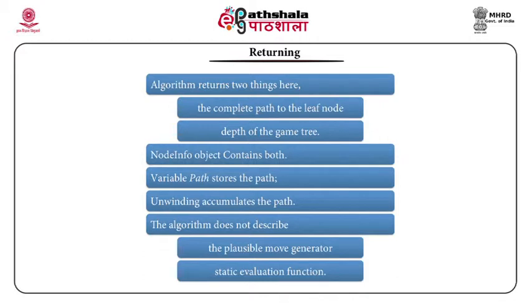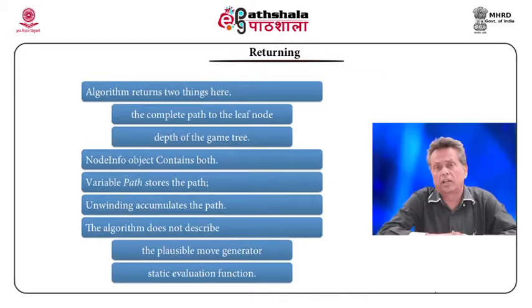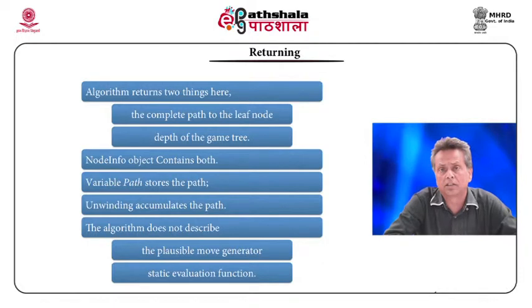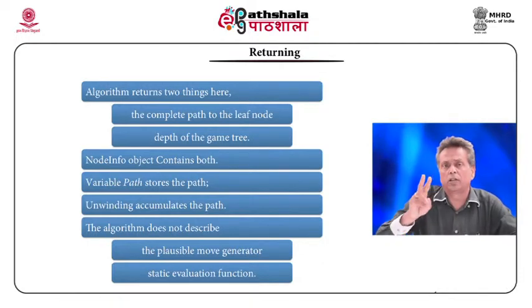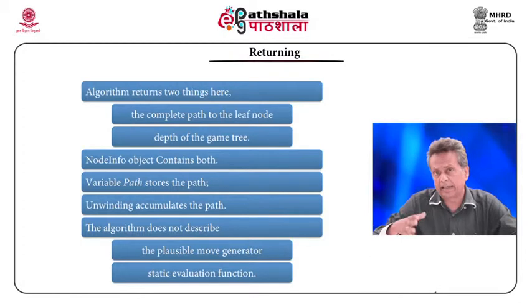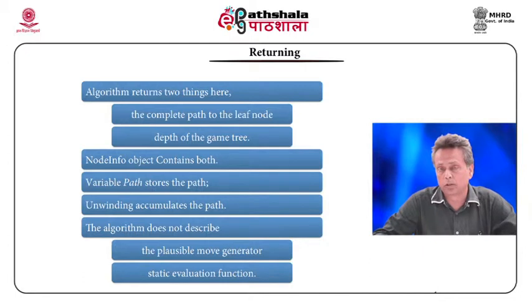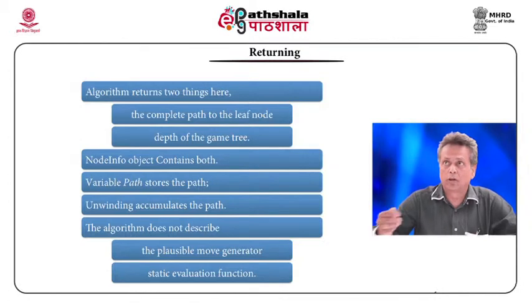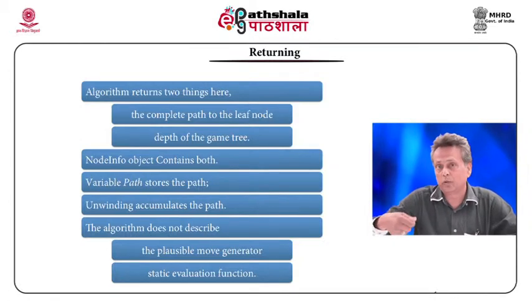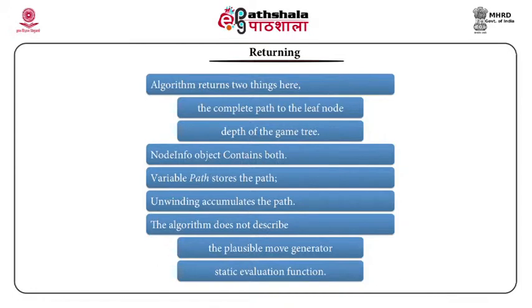The algorithm we have designed returns two things, packed into one. There is a structure called node info, which the algorithm returns, which contains two things: the best move that I take next, and the path, the heuristic value, the complete path and the depth. Node info object contains these two values: one is path, the other is value. Two things: the heuristic value and the path. Unwinding accumulates the path. The algorithm does not describe both the plausible move generator as well as the static evaluation function. We just assume them to be existing.